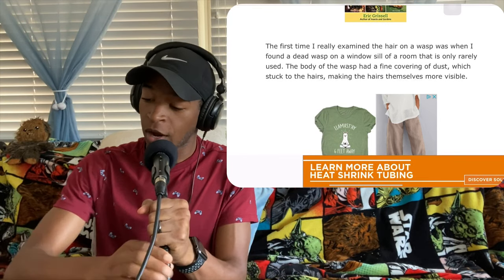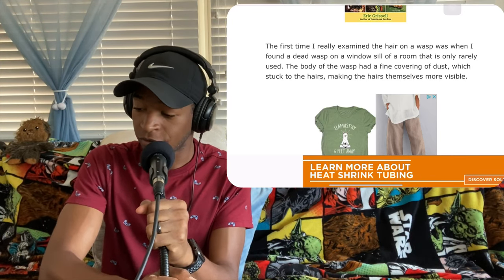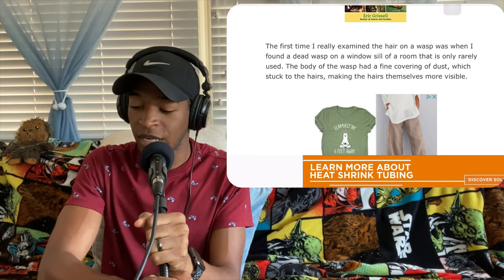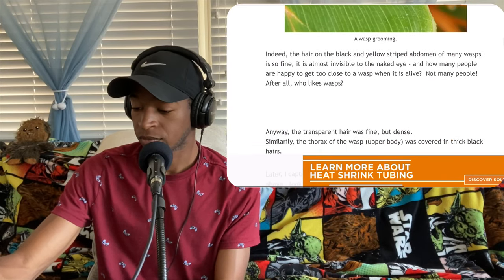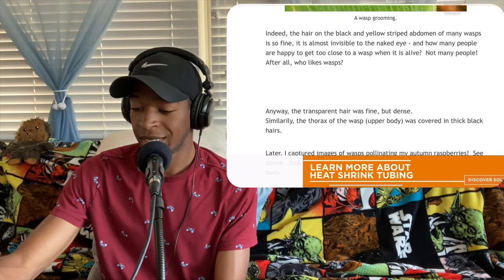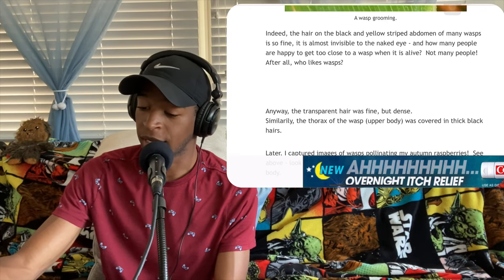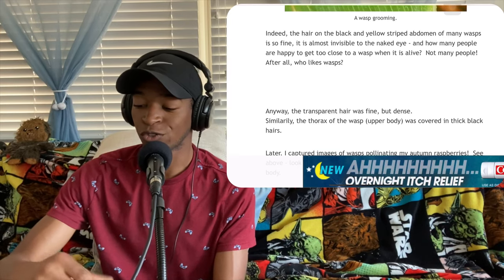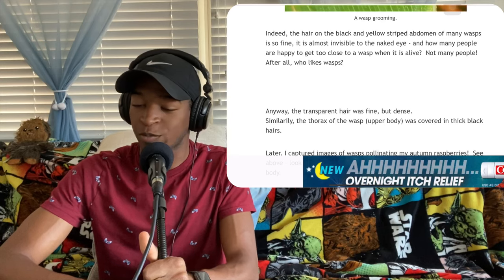The first time I really examined the hair on a wasp was when I found a dead wasp on a windowsill of a room that is only rarely used. The body of the wasp had a fine covering of dust, which stuck to the hairs, making the hairs themselves more visible. Yeah, I'm seeing the hairs. Indeed, the hair on the yellow and black striped abdomen of many wasps is so fine it is almost invisible to the naked eye. And how many people are happy to get too close to a wasp when it is alive? Not many people. After all, who likes wasps?